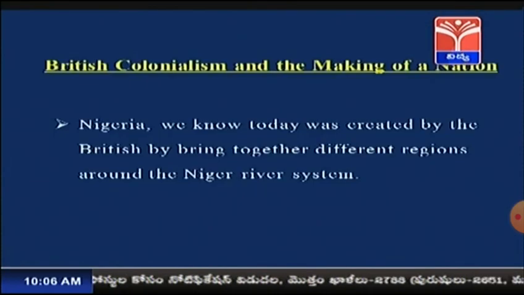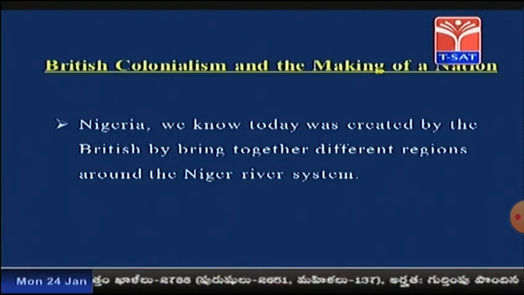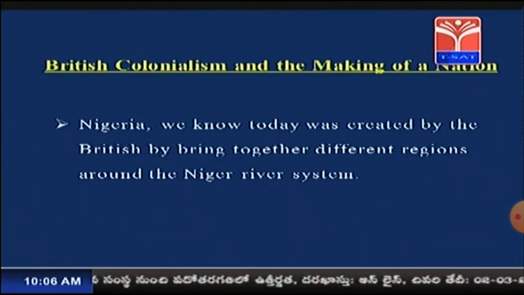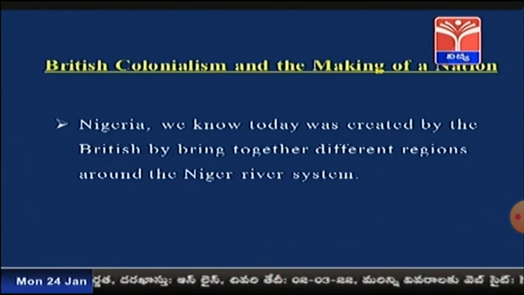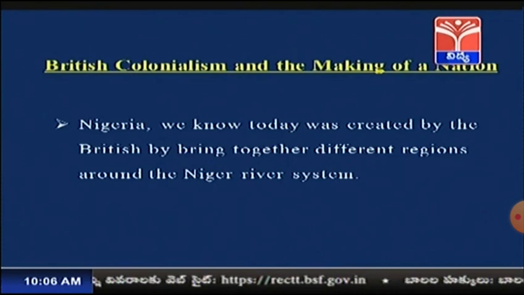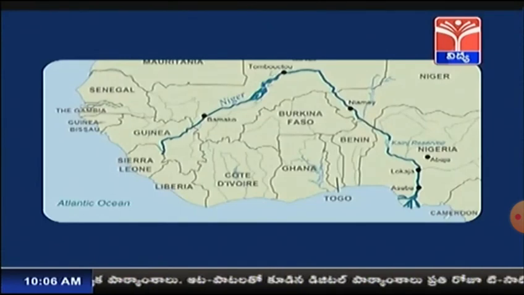Let's see the condition of British colonialism in Nigeria. Nigeria, as we know today, was created by the British by bringing together different regions around the Niger river system. Actually, it had different tribal people around the Niger river system. So the Britishers, when they came to colonize, made this country a colony, and they brought all the tribal people together to form one state. Here children, have a look at this map.